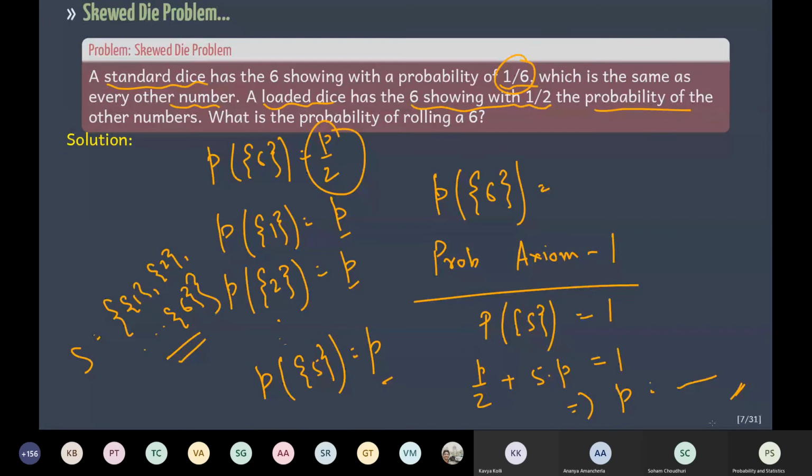So we have used probability axioms to solve this problem, even though explicit probabilities were not told to us.